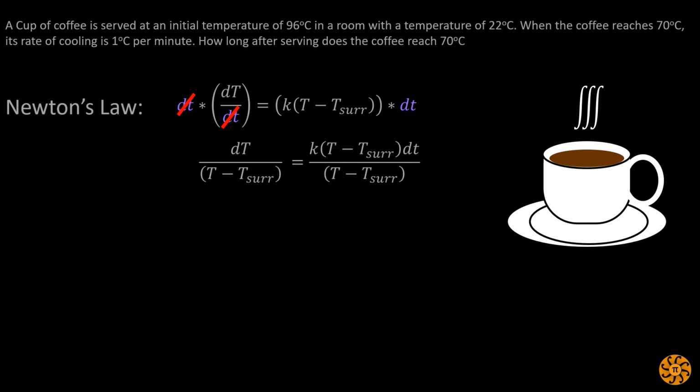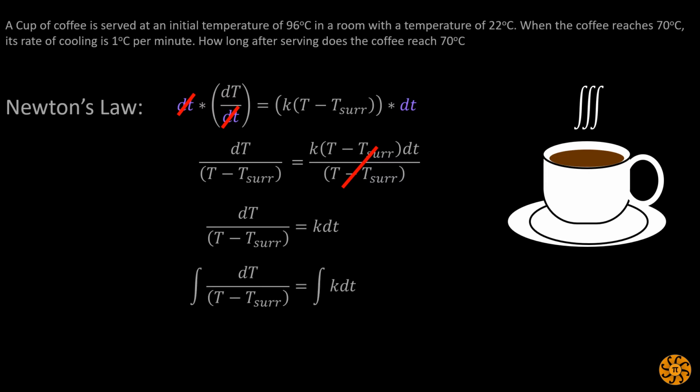Now, divide by the temperature minus the temperature of the surroundings to get all temperature variables on the left side. We can then integrate the left side with respect to temperature and the right side with respect to time. This leaves us with the natural log of the absolute value of temperature minus the temperature of the surroundings equal to a constant of proportionality times t plus an arbitrary constant.